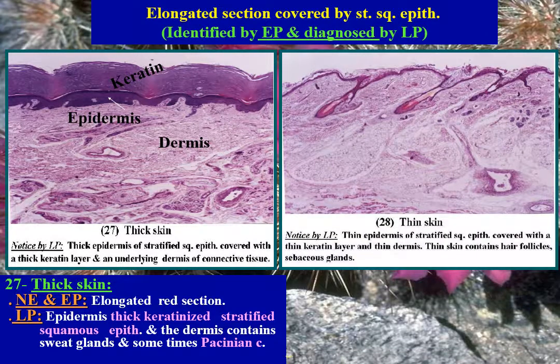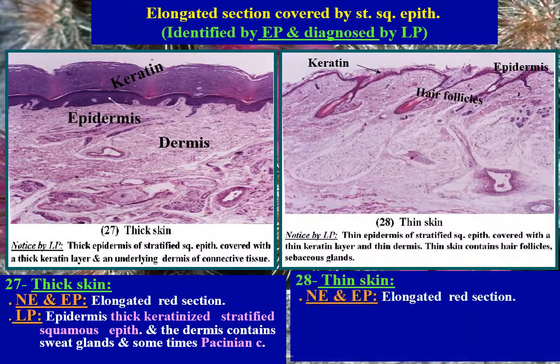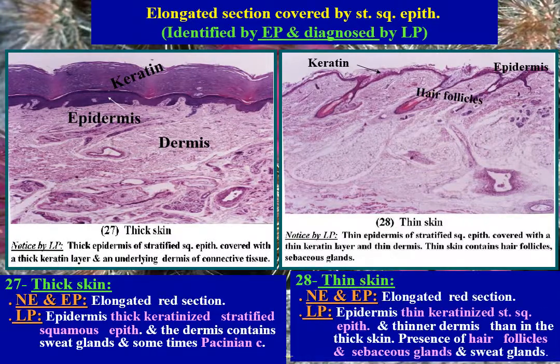Thin skin. By eyepiece, it is also an elongated red section, but by low power, the epidermis is thin keratinized epithelium and contains hair follicles, and the dermis is thin, containing sweat and sebaceous glands. Hypodermis, containing many fat cells, can be easily demonstrated.